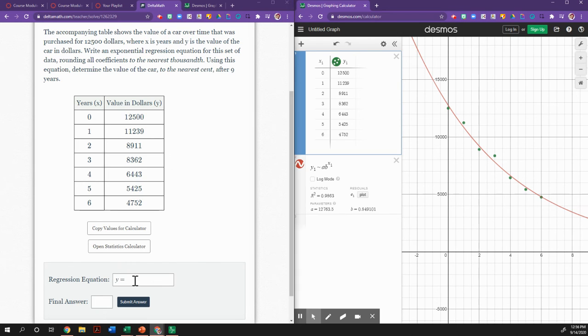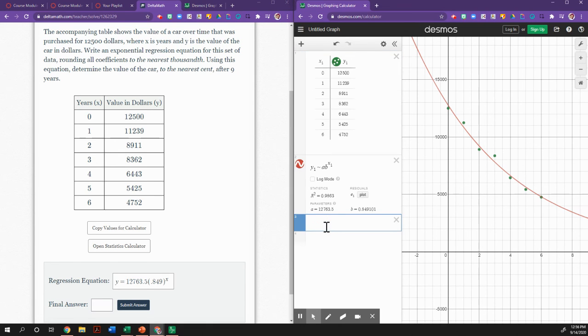So y equals 12,763.5 parentheses 0.8491 parentheses exponent x. So there's my equation. I've rounded things inside to the thousandths, which is 3 decimal places. So let me take out that 1. And now I need to make a prediction.